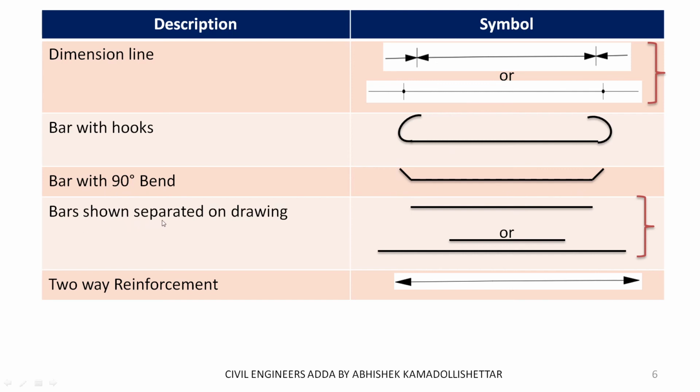Bars shown separated on drawing. Either you may show the same bar, and mention in the drawing like 2 bars of 12 mm dia, 3 bars of 16 mm dia, or else you can show it in this way at different levels. Different levels on drawings: have a little bit of offset here and then show a bar so that it is clearly visible to the reader. Next, two-way reinforcement. For two-way reinforcement, you provide on both sides, here one arrow and here one arrow.